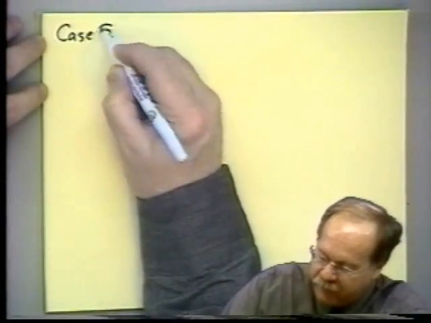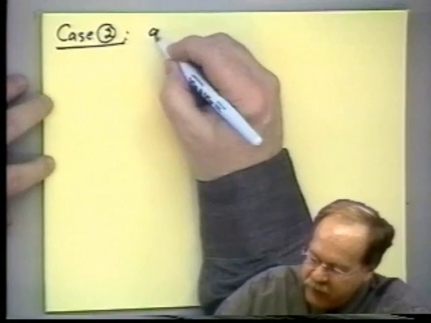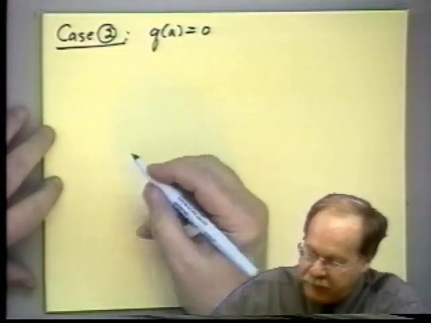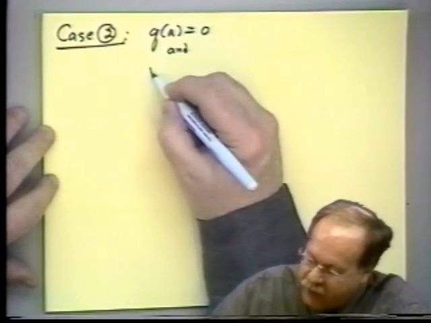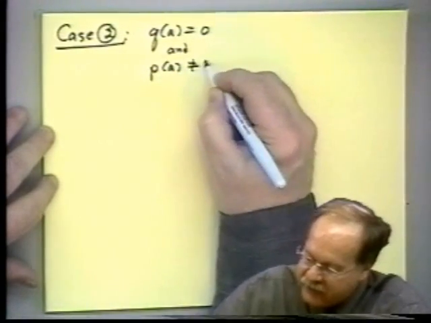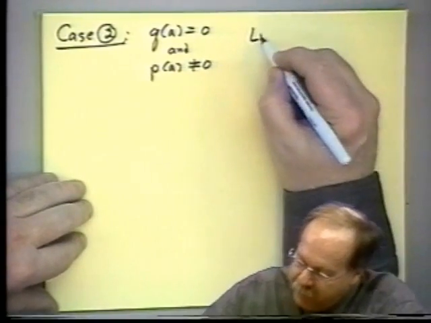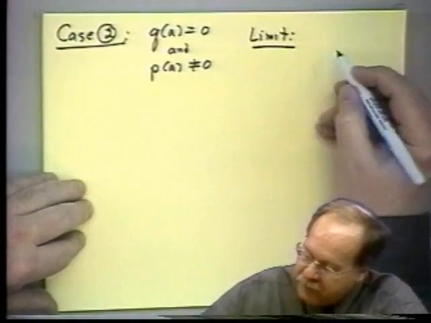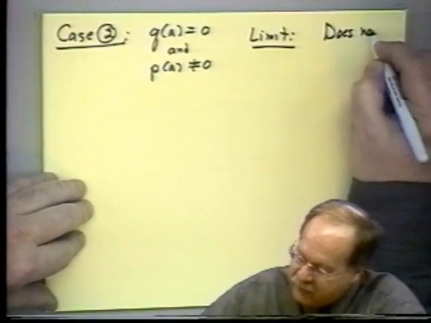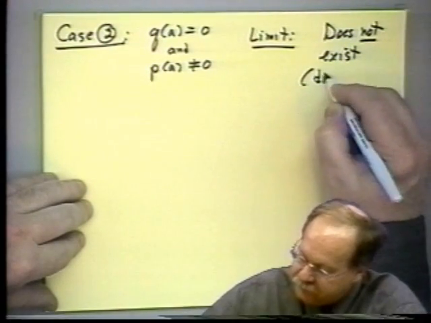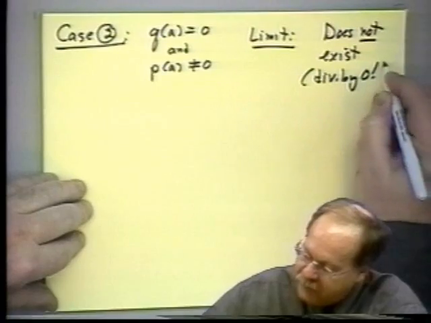Now let's address the condition of case 2, where things get more interesting. Case 2. Suppose that q of a is equal to 0. So now we have division by 0 as a problem. And let's take also the condition that p of a is not 0. So only the denominator, only the bottom, is 0. In this case, what happens to the limit? Well, the limit does not exist. You have division by 0 after all, right?